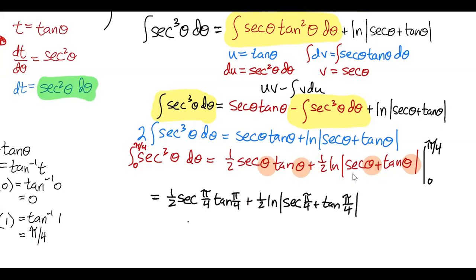And then minus, yeah, again, streamline if you know it, 1/2 secant of 0 tangent of 0 plus 1/2 natural log secant of 0 plus tangent of 0.